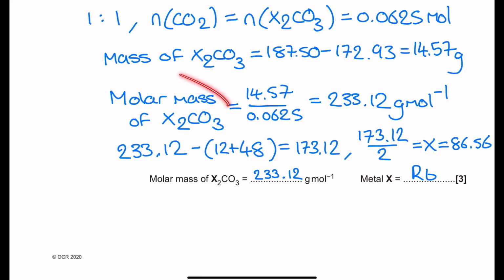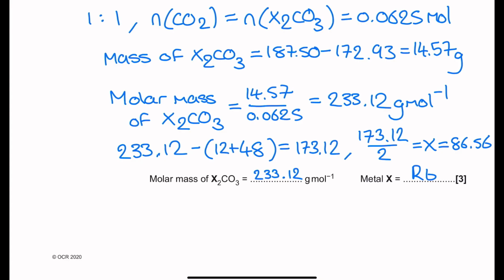So if I want to figure out what the molar mass of the X2CO3 is, because that's going to be how I identify what the metal is by looking at molar mass, I'm going to do the mass that we had divided by the moles, and that gives me 233.12 grams per mole. What I can then do from that molar mass is subtract the CO3 bit, leaving me with just X2. So if I subtract the CO3 bit, that gives me 173.12. If I then divide that by 2, then I've got the molar mass, or we can call it the Ar value, of our metal X, which comes out as 86.56.